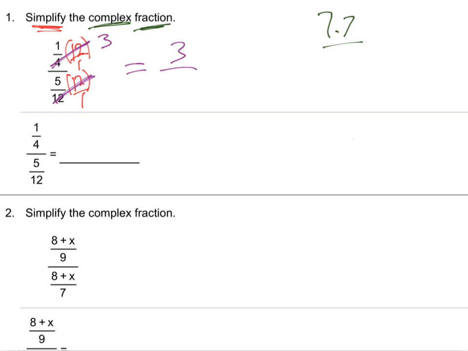4 goes into 12 3 times. And then on the bottom, what are we left with? Just 5. And we're done. That's it. 3/5. What did we do? We just made it a simpler fraction by multiplying top and bottom by the common denominator. So that's kind of the same thing.